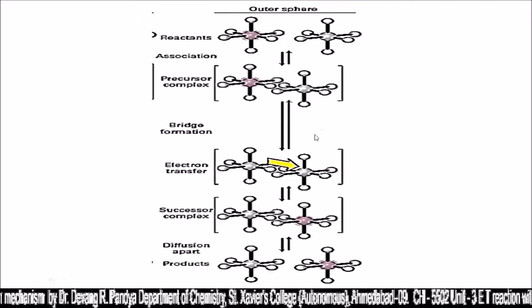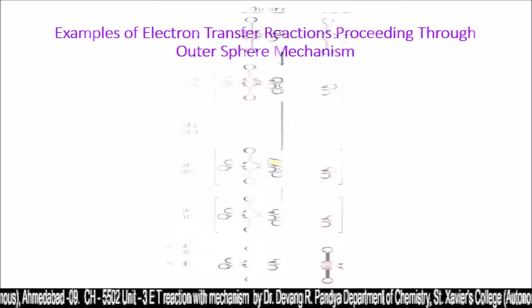Here you can see the outer sphere mechanism. We have these two reactants, and when these two reactants associate, they come into the same kind of solvent cage. Bridge formation won't take place here. You can see there is no bridge formation. Direct electron transfer from one center to another takes place, and then the successor complex diffuses apart, and we get different products where only the oxidation state of the metal ion has changed. That is the outer sphere electron transfer reaction mechanism.